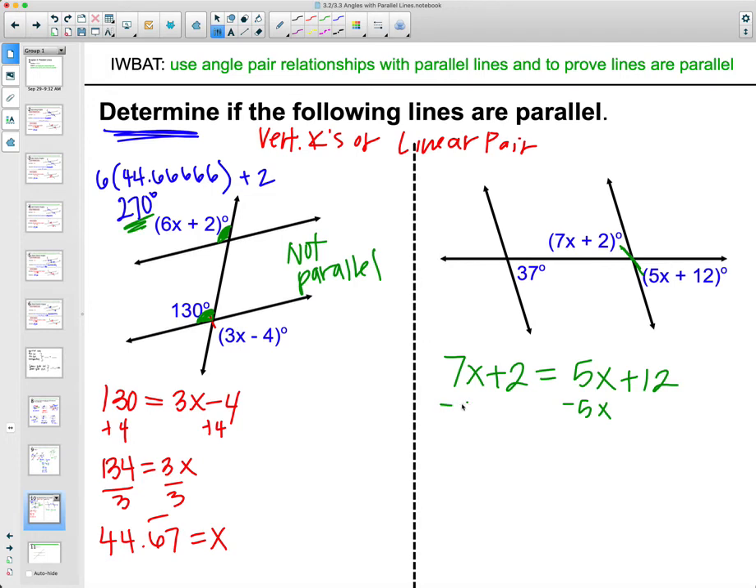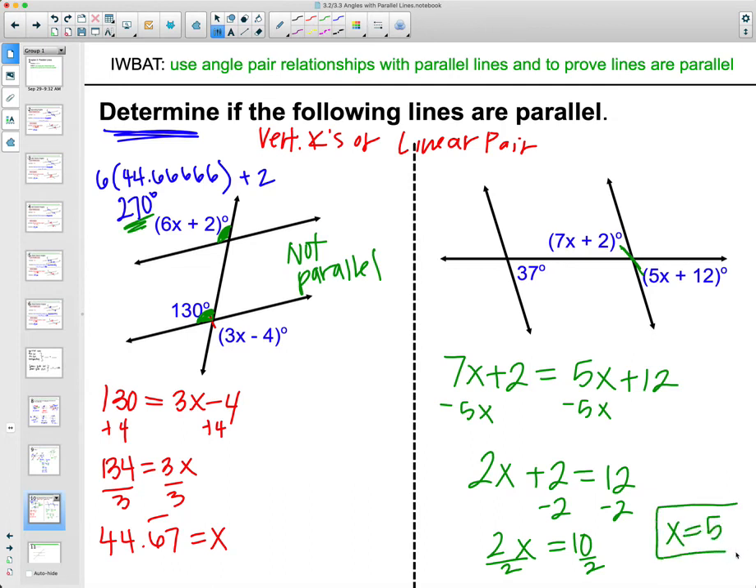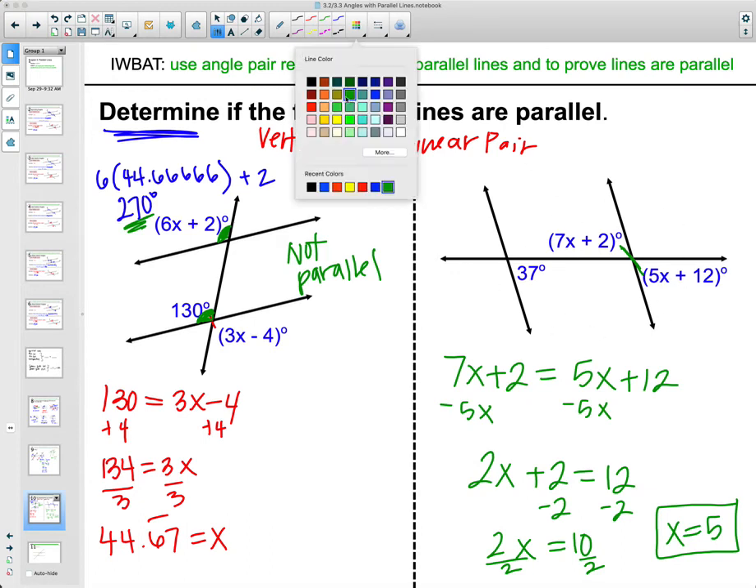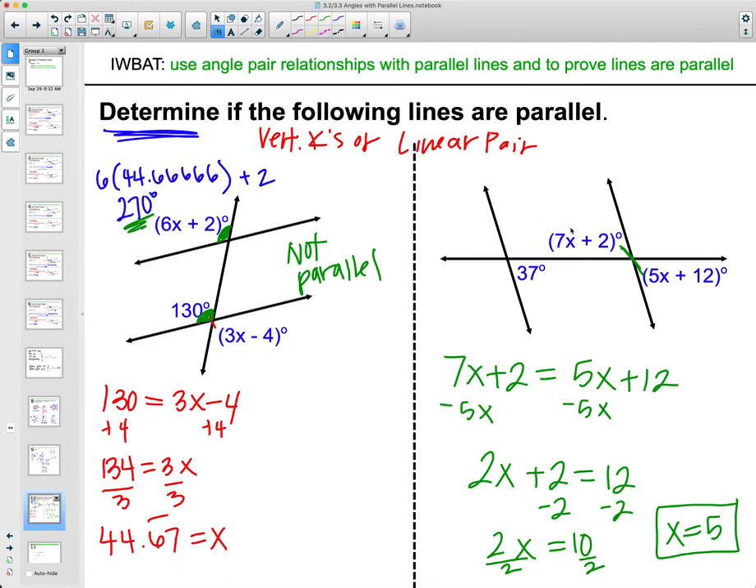So we'll subtract 5x from both sides. Then we get 2x plus 2 equals 12. Subtract 2 from both sides to get 2x equals 10. Divide by 2, and you get x equals 5. Okay, now you need to plug it back in here. And when you plug it back in, you've got two options, because then you're going to compare it to this other side.